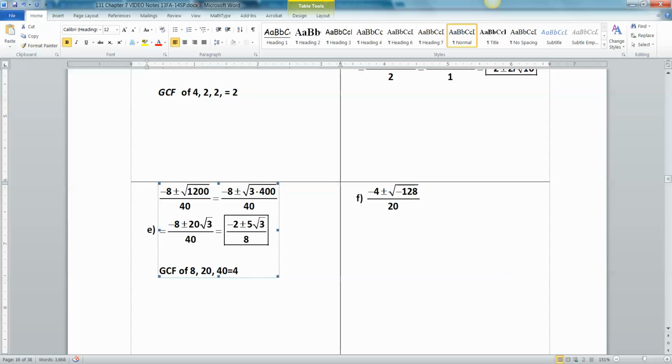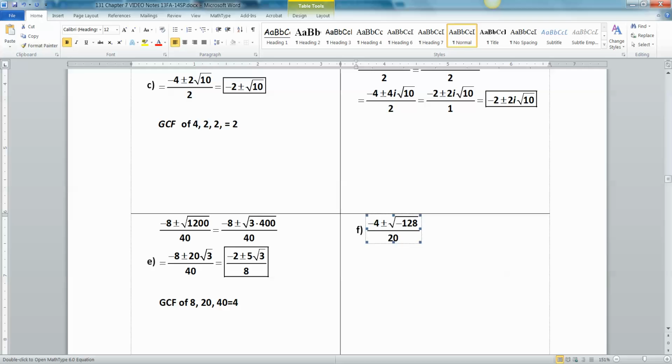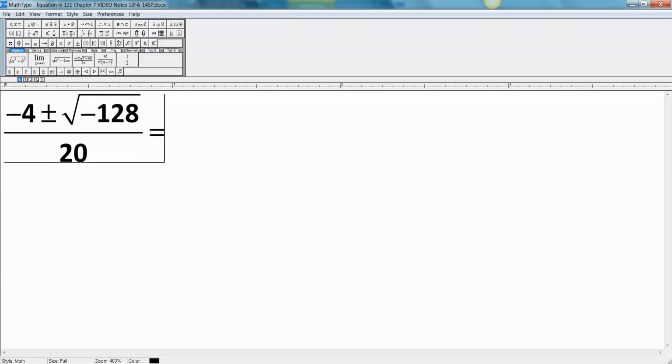All right, last one. Well, hopefully you can spot from a mile away that the last one's going to have an I in it. Because once you see a square root of a negative like that, it's going to be I. All right, so this is negative 4 plus or minus I square root of, all right, now let's take a moment and break down 128.